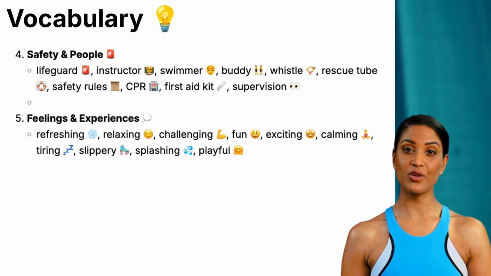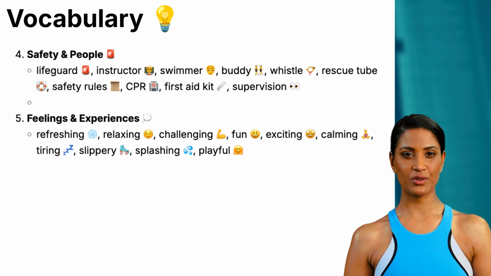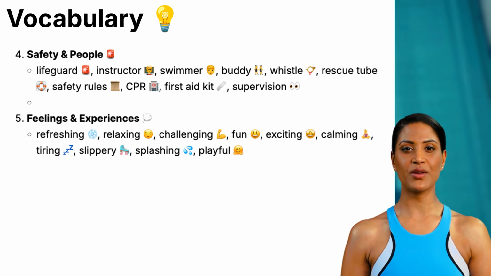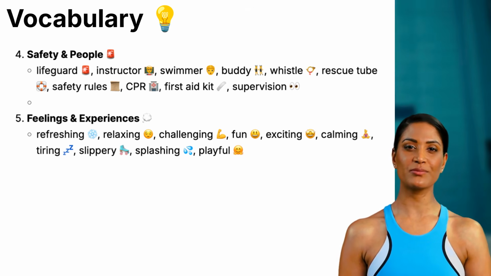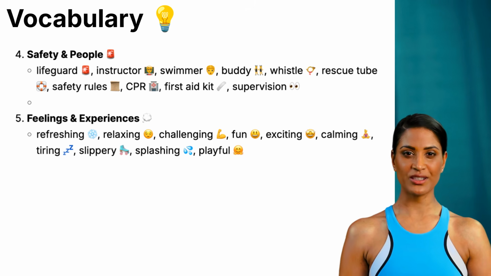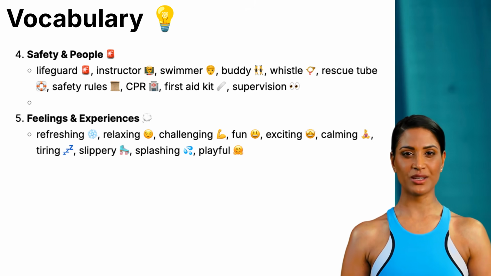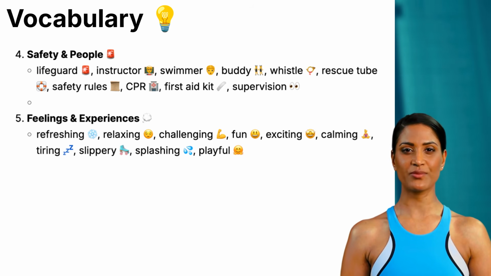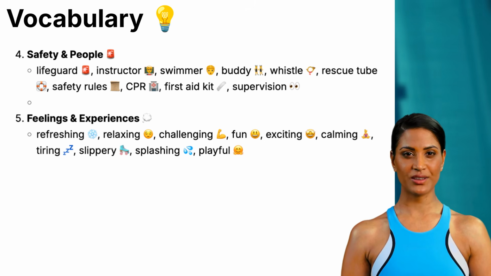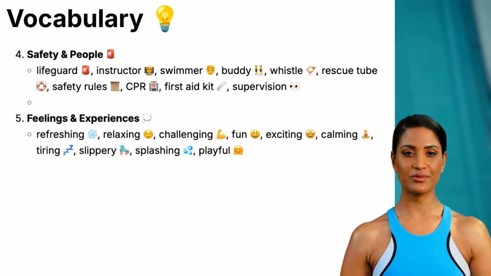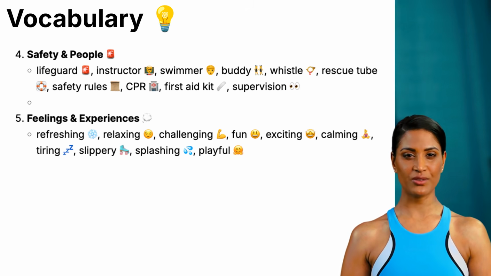Whistle. A small tool used by lifeguards to get attention or signal rules. Rescue tube. A floating device used by lifeguards to help someone in trouble. Safety rules. Guidelines to keep swimmers safe in the water. CPR. An emergency procedure to help someone who has stopped breathing. First aid kit. A set of supplies for treating minor injuries. Supervision. Watching over swimmers to make sure they're safe.